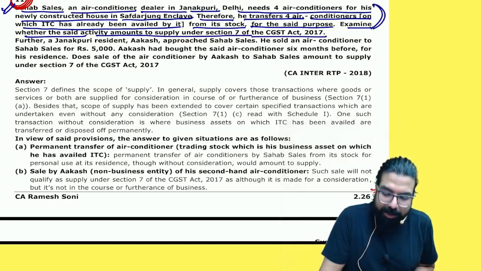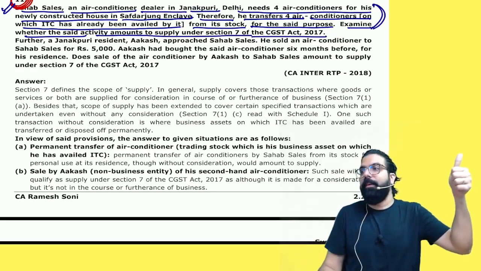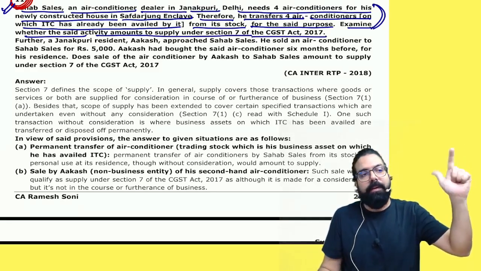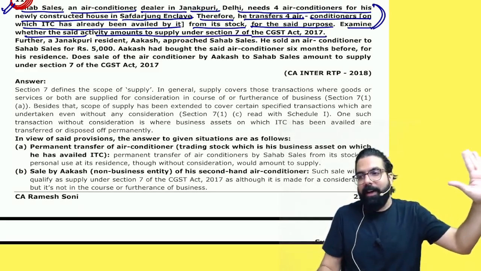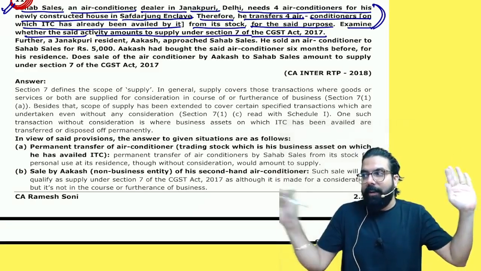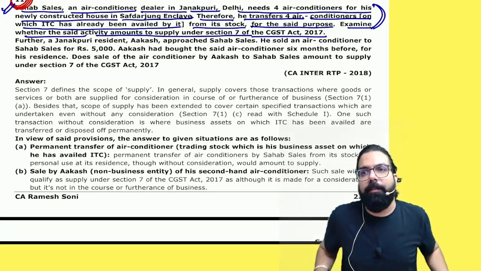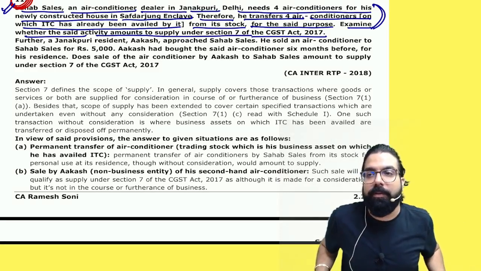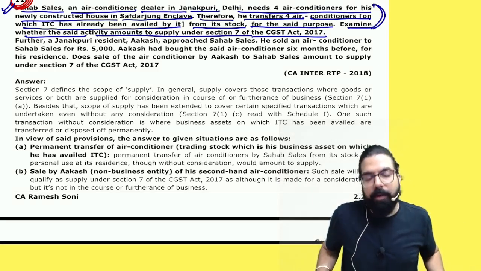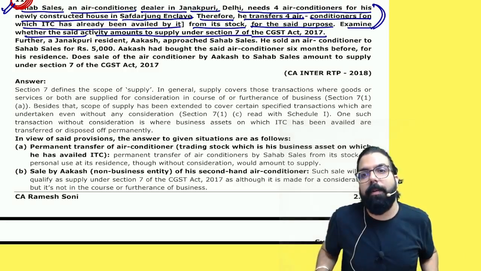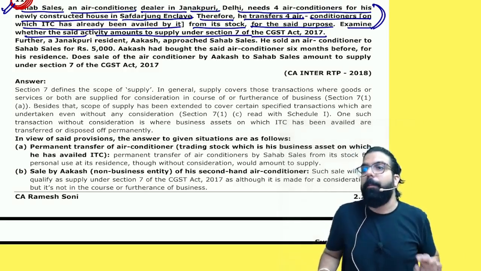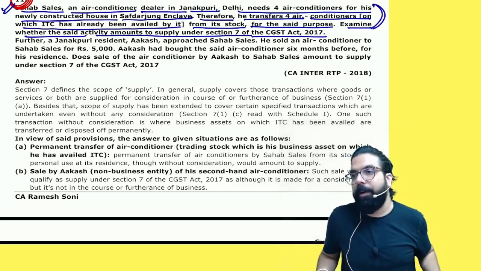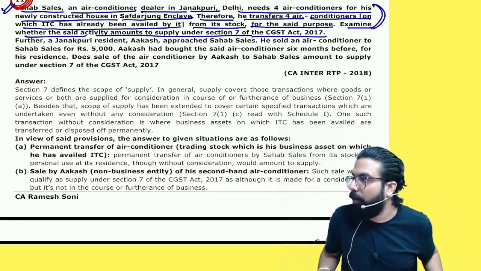When you take the ACs home, what is it? Permanent transfer of business asset. Did you take the ITC? Will it be a supply? Yes, under Schedule 1, paragraph number 1. In the exam, you might not remember Schedule 1, paragraph number 1, but at least for learning purposes, in the class, we will learn it properly. Can we go ahead, everyone? Next.